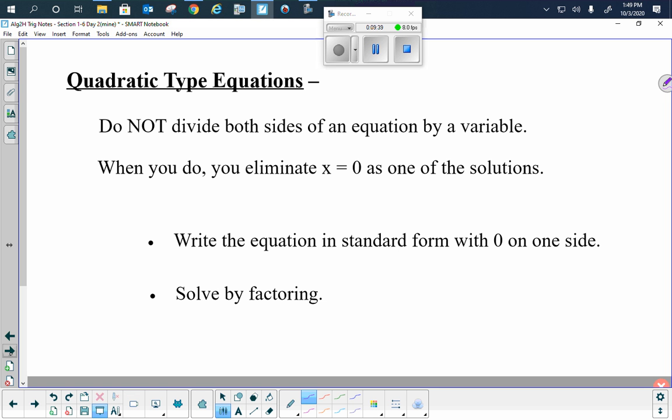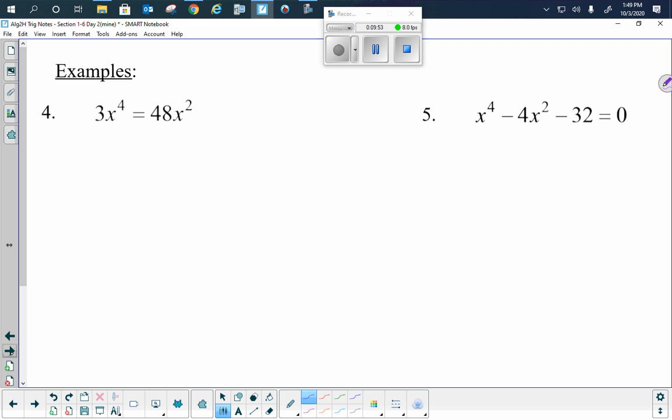So if x or a variable was in every single term, instead of dividing through and dropping it, you would want to move everything to one side and just factor out that GCF. All right, let's practice. So here we go. Number 4. This is where we're talking about. Definitely don't divide both sides by x squared, because you drop answers.